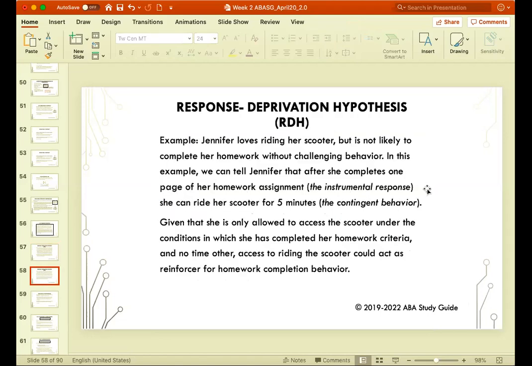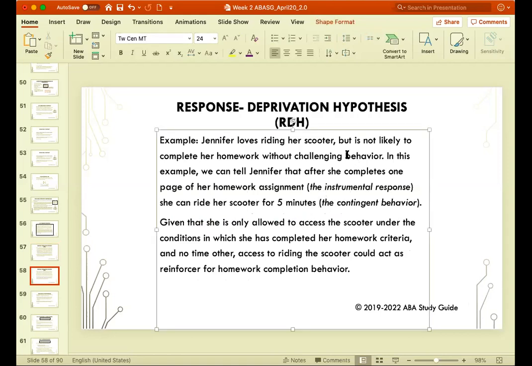Jennifer loves riding her scooter, but she's not likely to complete her homework without challenging behavior. So in this example, we tell Jennifer that if she completes one page in her homework assignment, which is the instrumental response, she can ride her scooter for 5 minutes. So this looks a lot like Premack, right? First do this activity and then you can do that activity, given that she's only allowed to access the scooter under conditions that she has completed her homework criteria.